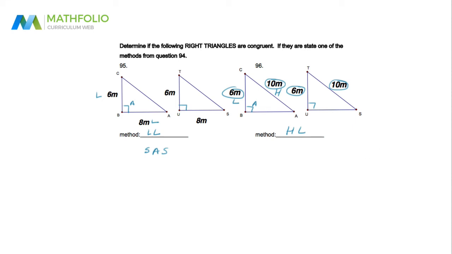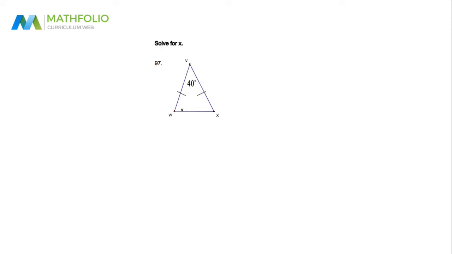Alrighty, number 97. 97 says solve for x. Well, in this particular problem, we can see from the diagram that this is an isosceles triangle.